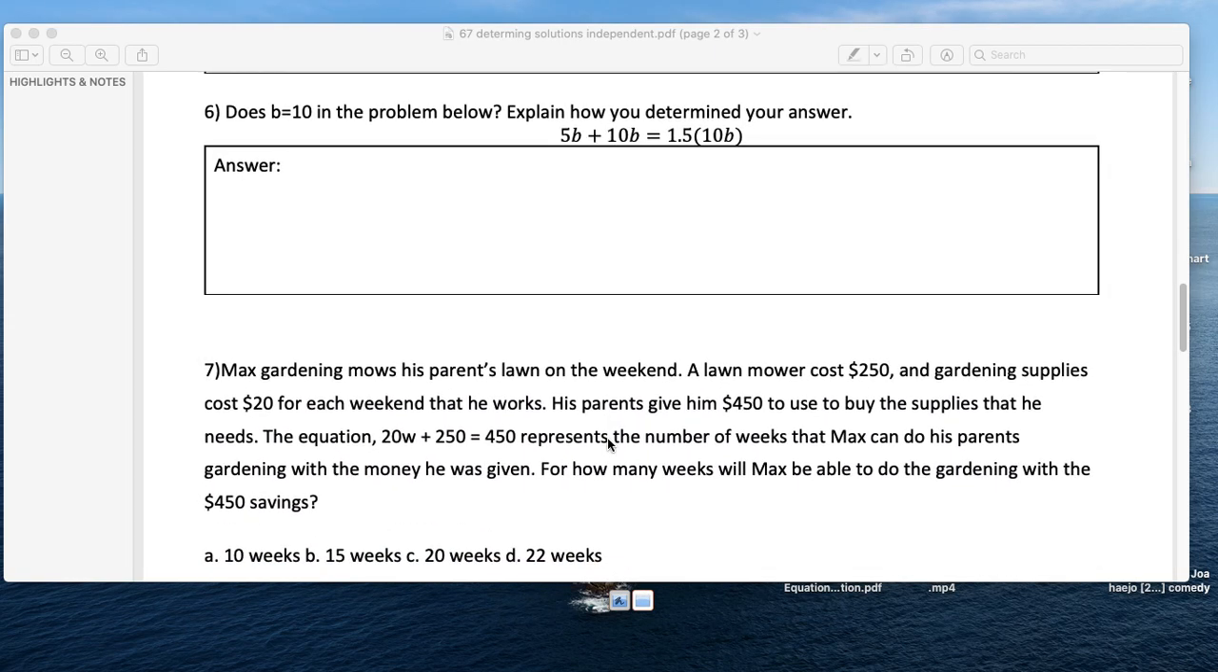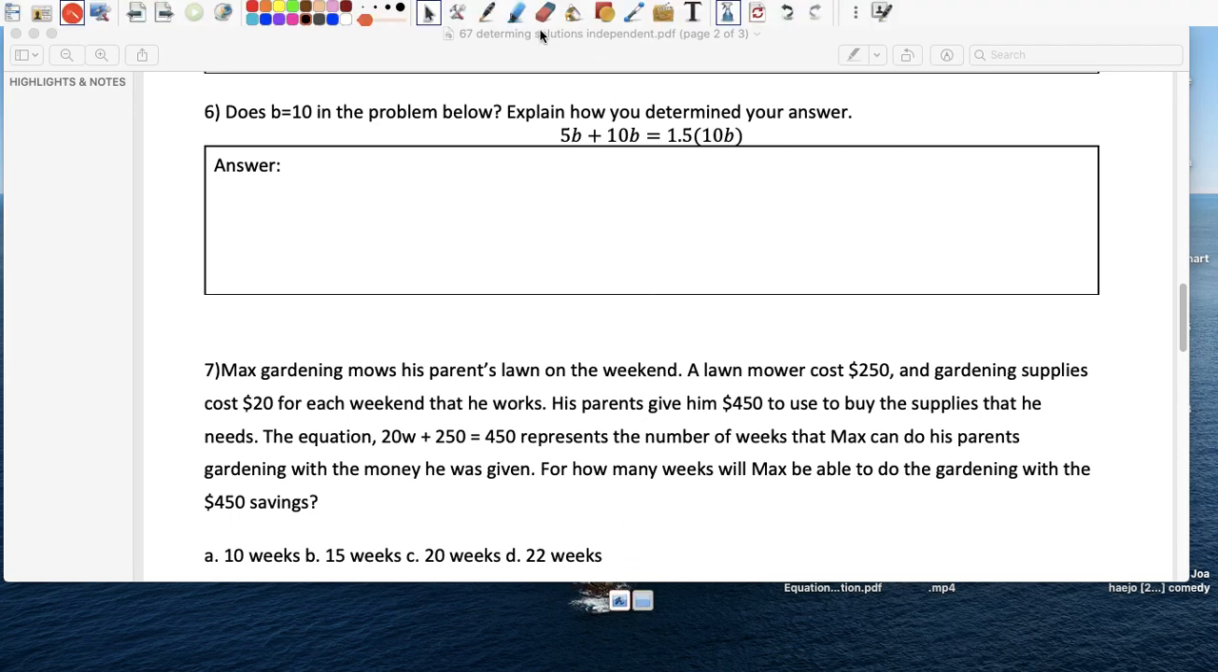Okay, so next one is the same thing. B, we're going to change B, but B equals 10. So let's switch. We get 5 times 10 plus 10 times 10 equals 1.5, and then 10B, right, times 10 again. A ver si funciona. Let's see if it works.